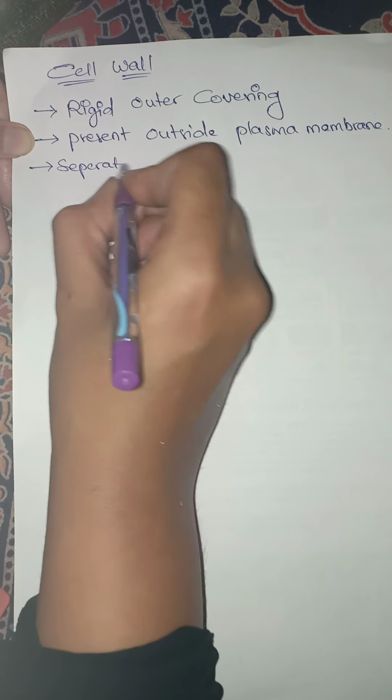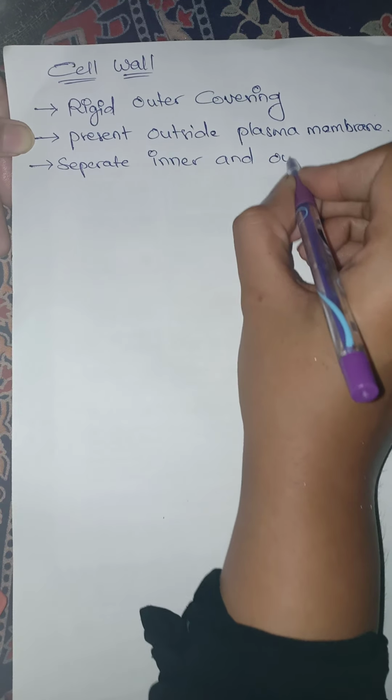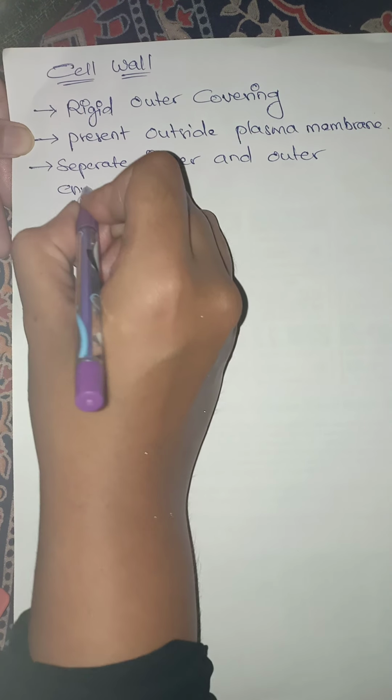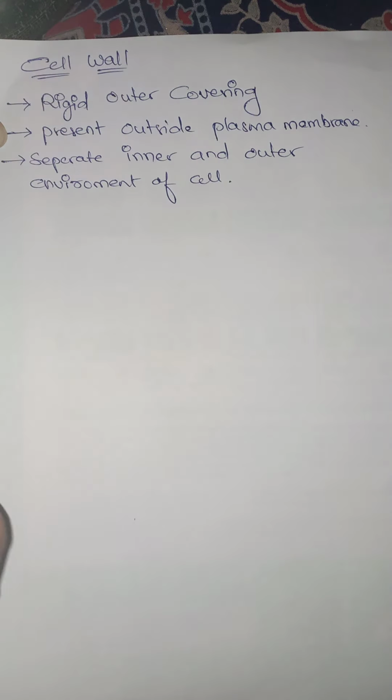And it also protects. What it is going to do is separate the inner and outer environment of the cell. That means it is going to separate the inner part of the cell, the inner organelles, from the outer environment, whatever is outside the cell wall.